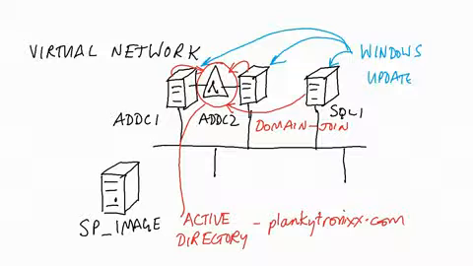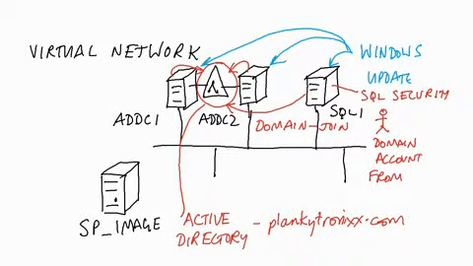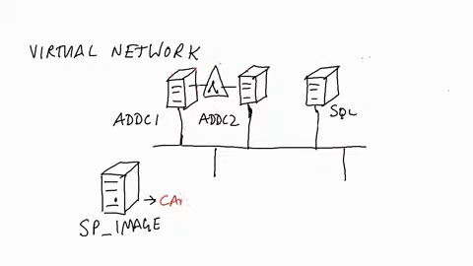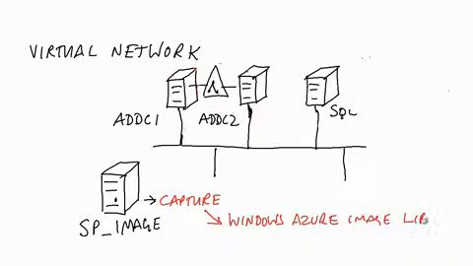Domain join the SQL server to planketronics.com in this example, and set up SQL security to use a domain account. 8. Install the SharePoint binaries onto the SharePoint machine and then sysprep it. 9. Use the Windows Azure portal to capture the image and save it as an image in your image library.